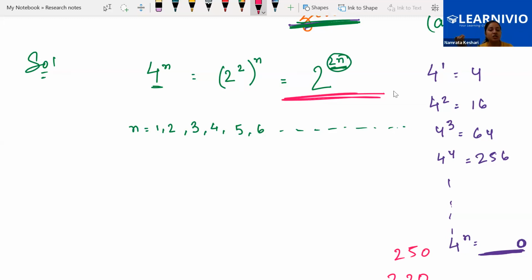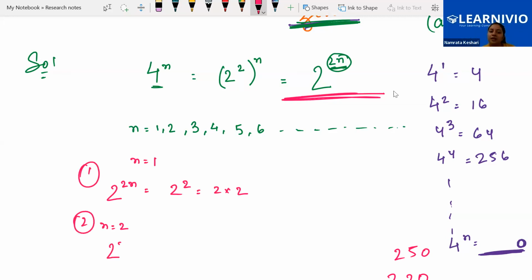If n is a natural number, if you are taking n as 1, 2 to the power 2n became 2 to the power 2, that is 2 into 2. If you are taking n as 2, 2 to the power 2n became 2 to the power 2 into 2, that means 2 to the power 4. You can see 2 into 2 into 2 into 2. So whatever you are going to take as an n value, any natural number, you will be getting 2 into 2 into 2 into 2, whatever be the number of times.